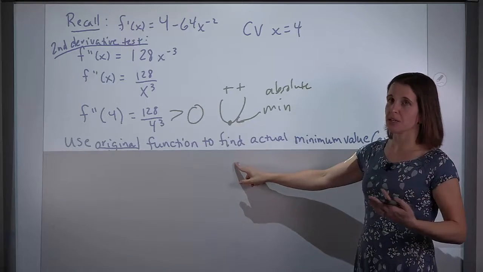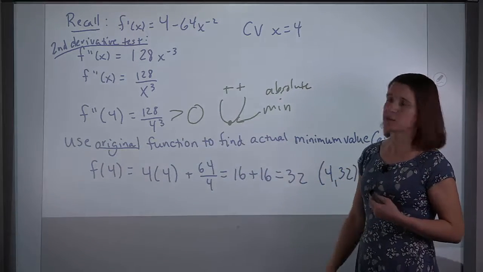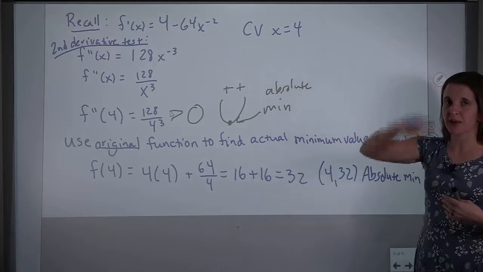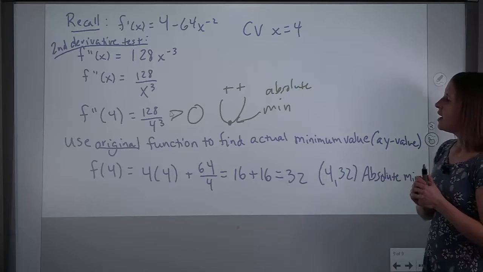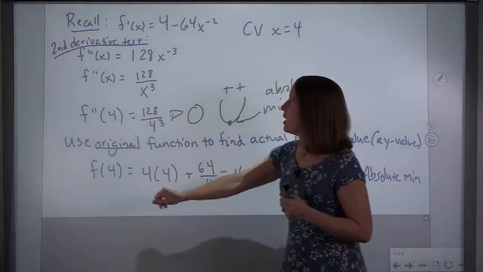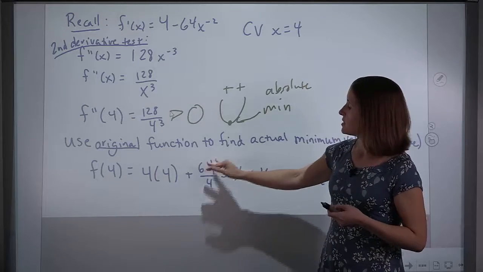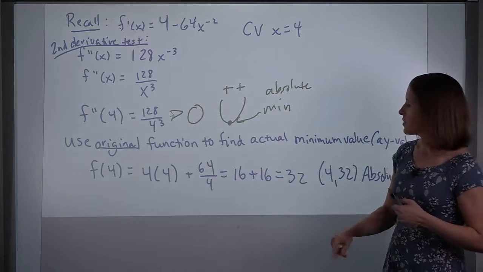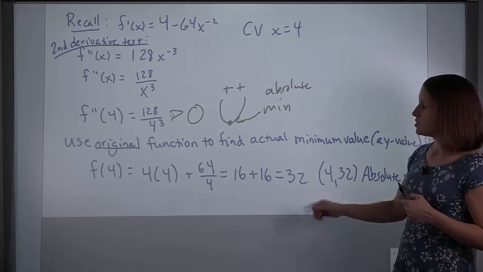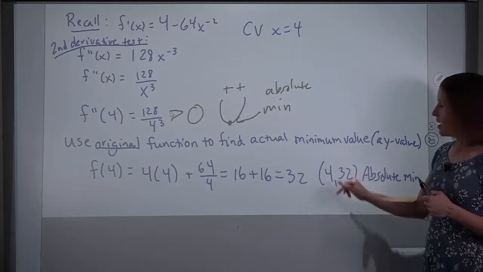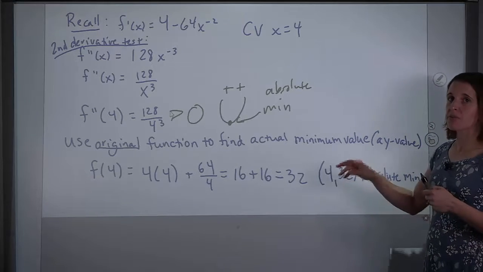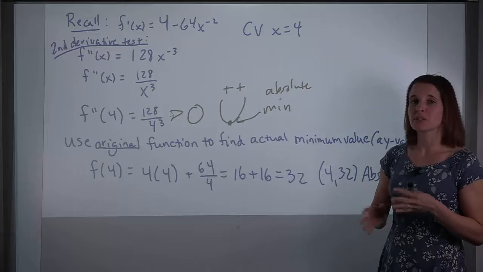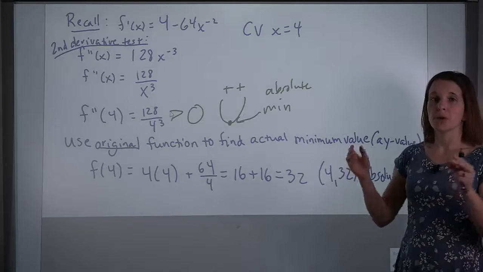And then I can actually find that y value. So remember, we always go back to the original function to find a y value, the actual minimum value, because a max or a min talks about how high or low you are, which is a y value. And so my original function was 4x plus 64 over x. And so that's written on a previous page. So this is with plugging 4 into it. So we have 16 plus 16, we get 32. So we have an absolute minimum at (4, 32) as an ordered pair, or we have an absolute minimum of 32 that happens at 4.